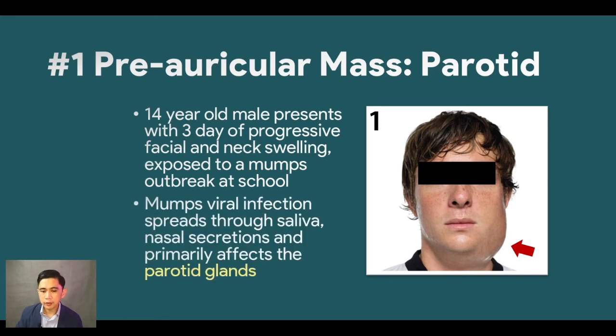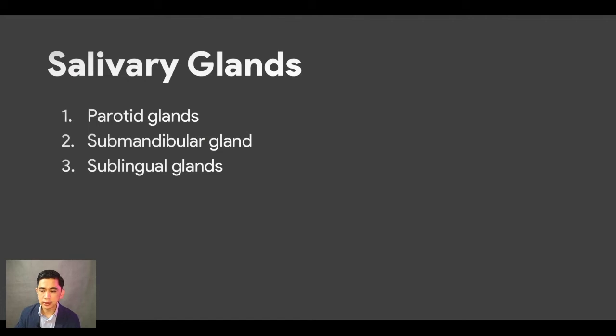Mumps is a viral infection caused by the mumps virus, which spreads through saliva and nasal secretions, and primarily affects the parotid glands. The parotid glands are a set of glands which produce our saliva. Now let's talk about the salivary glands. We have 3 of those.